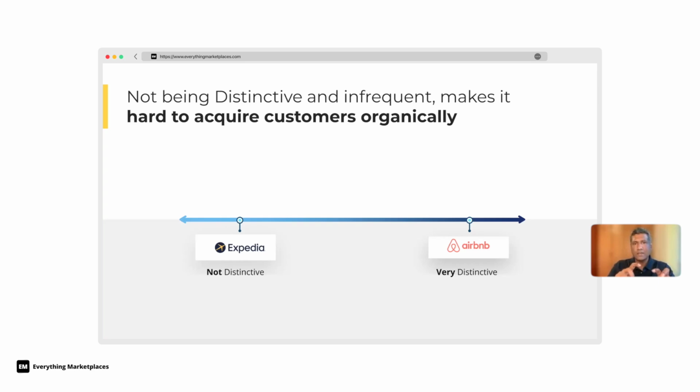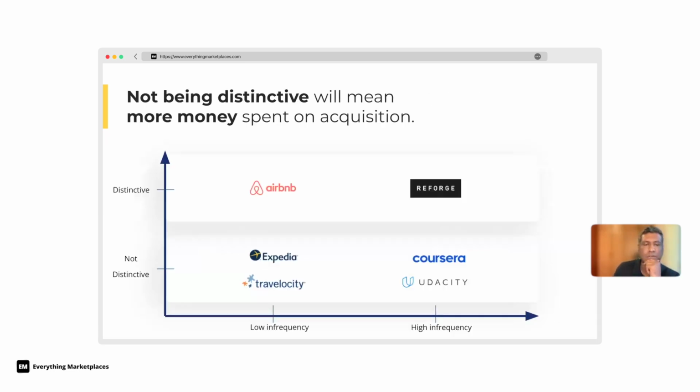And you see that this is actually getting translated into their traffic acquisition as well. While Airbnb has 60% organic traffic and almost another 30% direct traffic, with only 5% paid, I don't know if the mix has changed recently. This is 1 or 2 years back. And Expedia, as I said earlier, almost 45% of the traffic is paid traffic that they need to look at, because there's no distinction. So it's important that you remain distinctive, especially in a low frequency product.